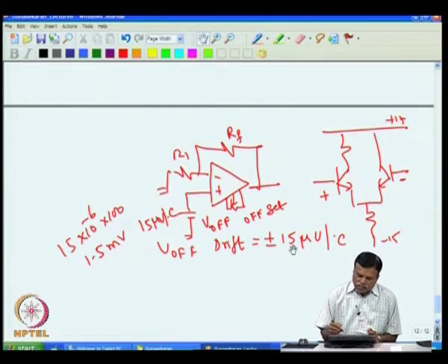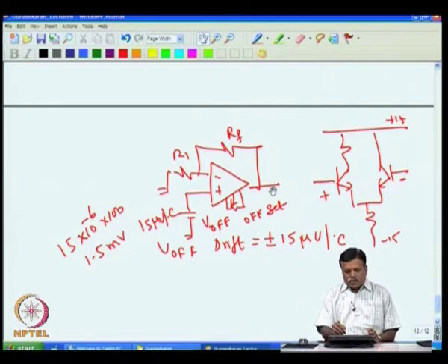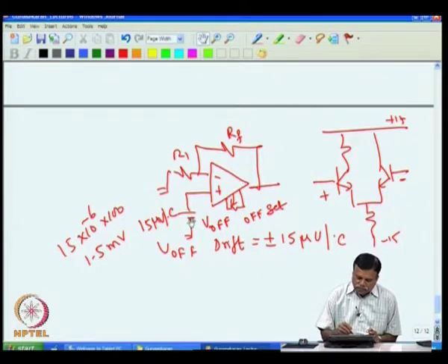Now that means while designing, we have to make sure the offset voltage produces very little error at the output. That is the approach that we have to take in the operational amplifier circuit design. So we have to select the required op amp such that the offset voltage drift contributes very little at the output. Now for example, in this case we have taken 15 microvolt.